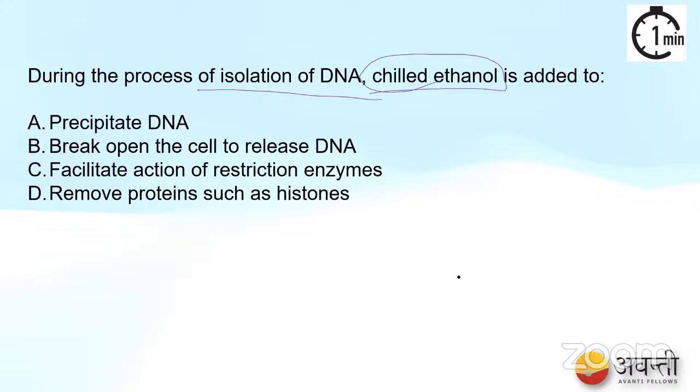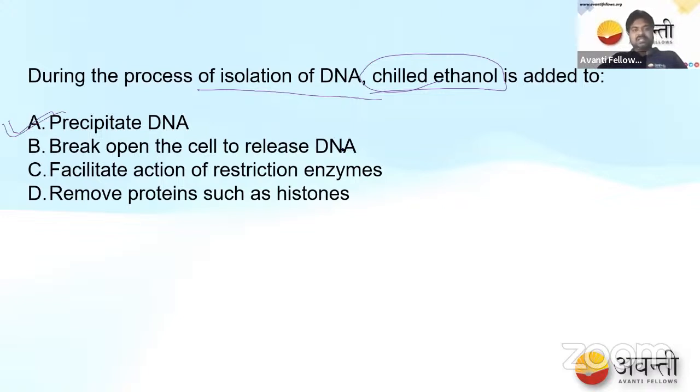Okay, so I am in this poll. Here maximum people choose option A, and option A is the correct option. During the process of isolation of DNA, chilled ethanol is added and it is useful for the precipitation of DNA. Option B is wrong. Breaking open the cell happens by different types of enzymes. Facilitated action of restriction enzyme is also not the answer. Removing proteins such as histone is not the answer.